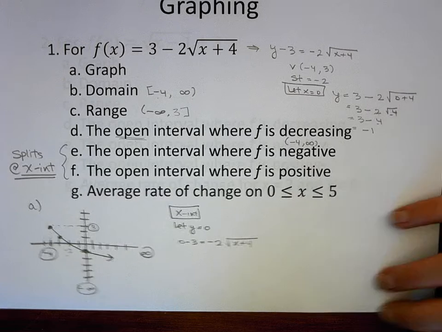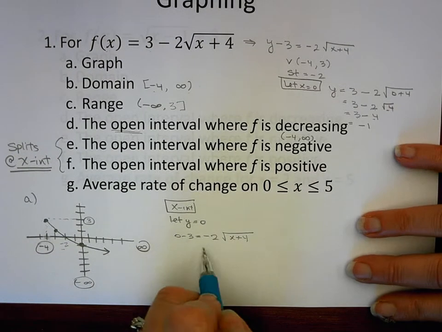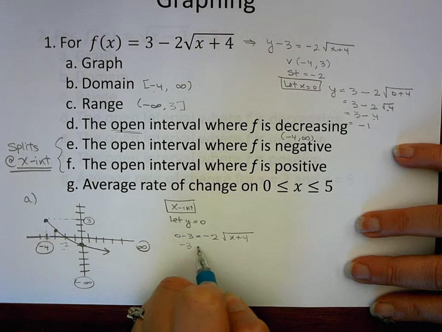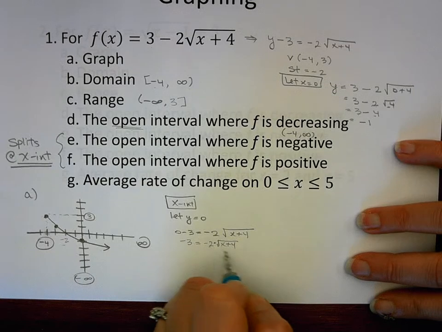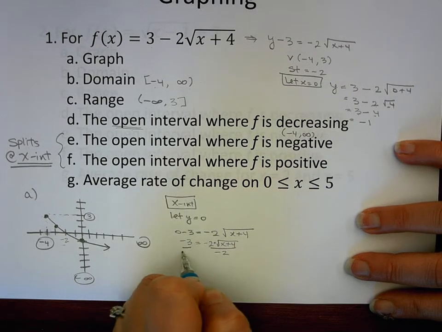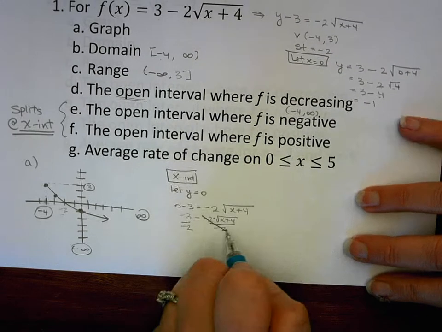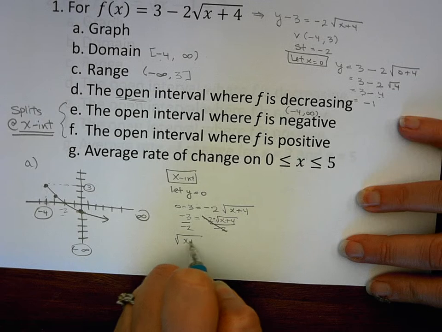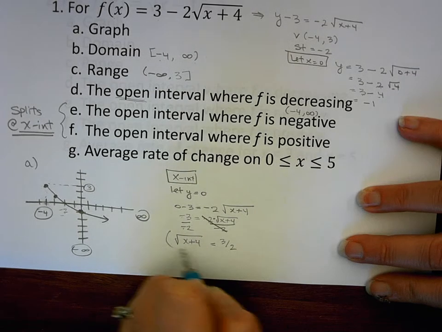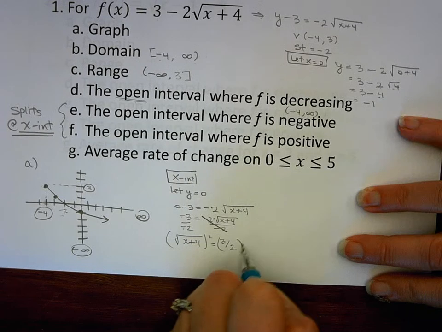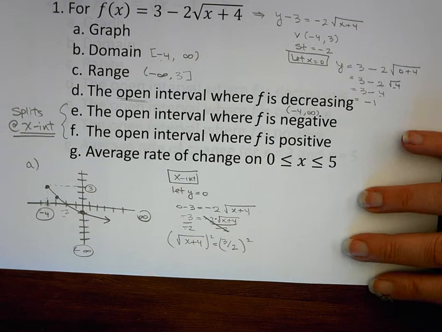And then solve from here. So 0 minus 3 is -3. And then I want to divide by -2 because it's actually multiplying the radical. So then I have the square root of x plus 4, and then the two negatives cancel. And then to get rid of a square root, I want to square both sides.